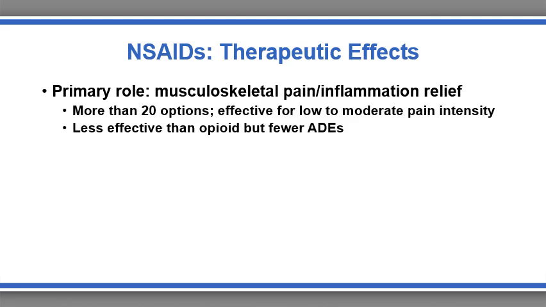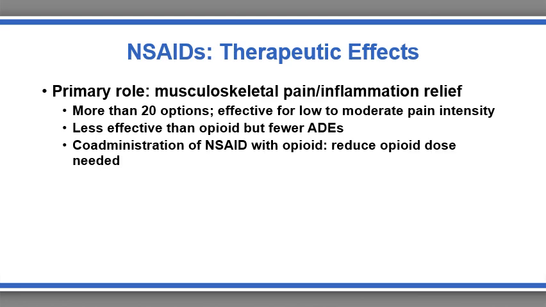So again, there's a lot of different options available there. They're less effective than opioids, but again, they have fewer adverse effects. So they don't have as strong of a pain relieving effect as opioids. So if you do need a stronger pain relief, you can possibly co-administer both an NSAID and an opioid, and then just reduce the opioid dose as needed. So that's something that you would want to look at and consider as far as managing the overall condition.